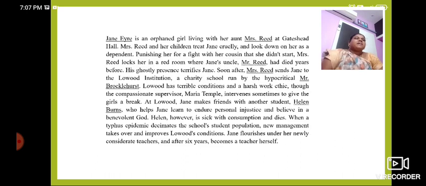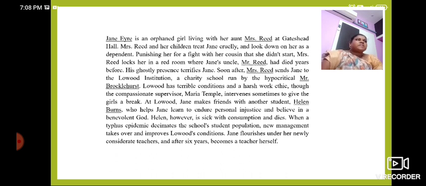Jane Eyre is an orphan girl living with her aunt Mrs. Reed at Gateshead Hall. Mrs. Reed and her children treat Jane cruelly and look down on her as a dependent, punishing her for a fight with her cousin that she didn't start. Mrs. Reed locks her in a red room where Jane's uncle, Mr. Reed, had died years before.